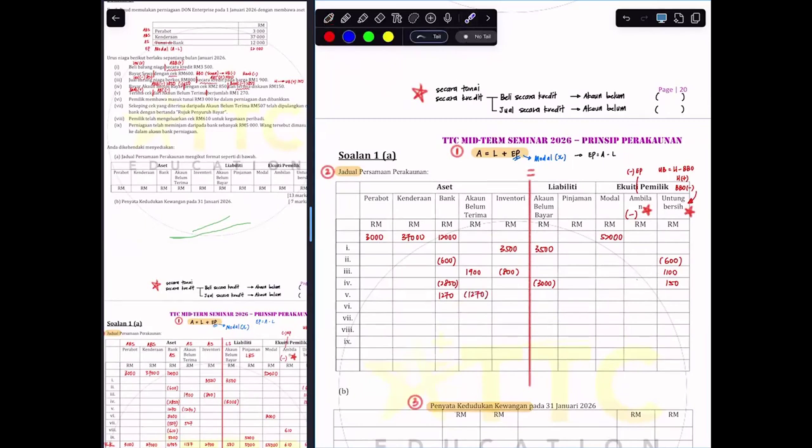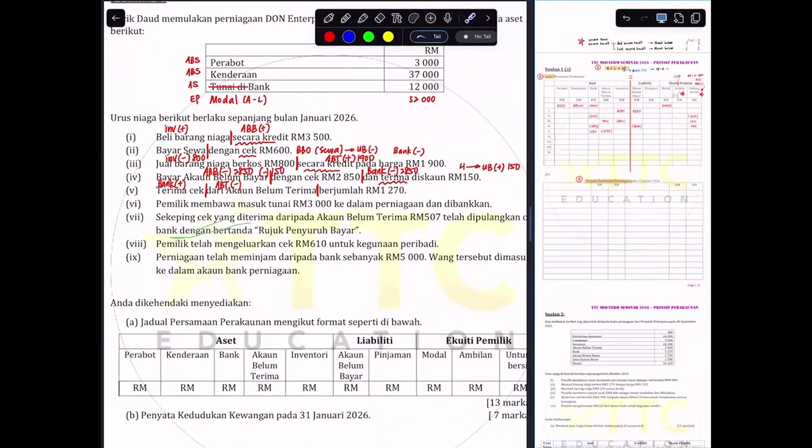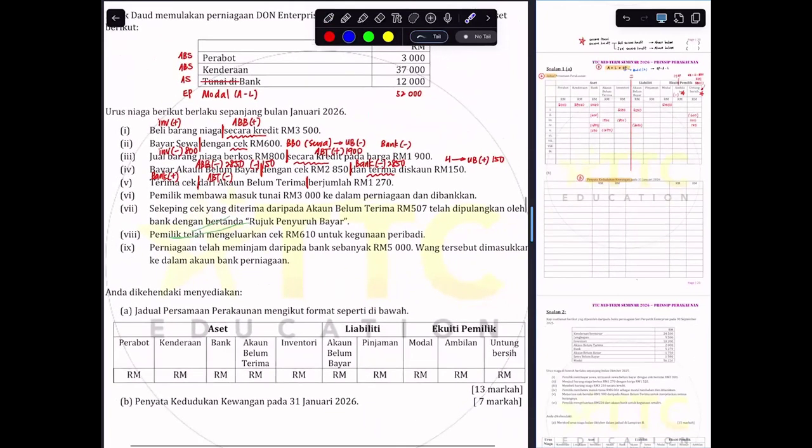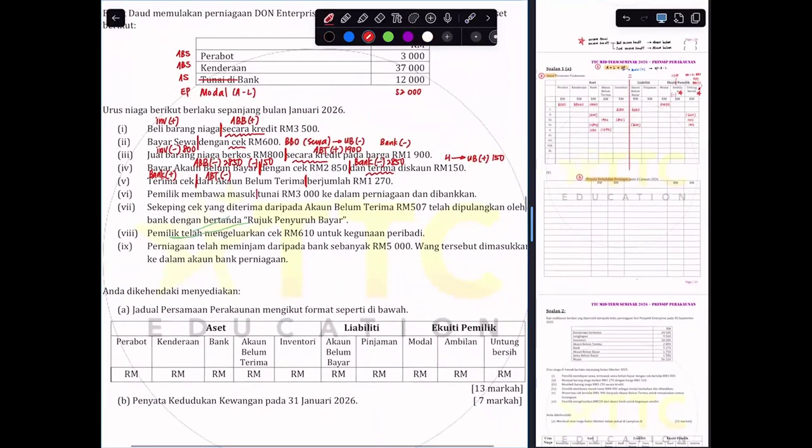And although we don't have anything recorded in right hand side, if you combine the left hand side together, positive and negative together, you will get zero at balance, right? So both left and right hand side the same now. Then number 6, pemilik membawa masuk. Okay, we found the keyword already and we mentioned it previously.